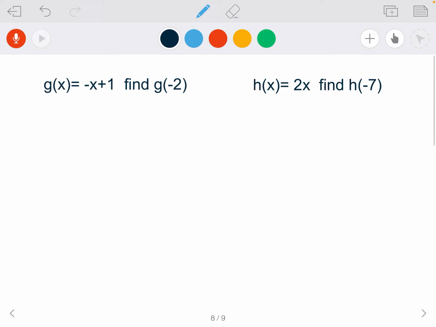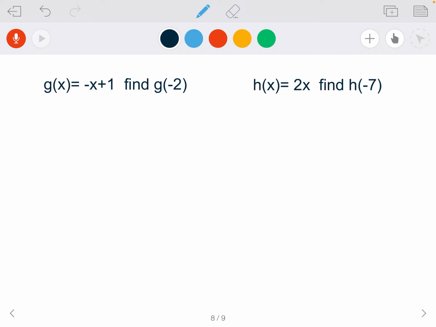Let's look at a couple more. Now what you might find different about these is that they don't say f of x, they say g of x. But we can have functions that are named by any letter, really. F is the most common one, but you might see g of x and then find g of negative 2, or h of x and find h of negative 7. We're going to do these problems the exact same way.